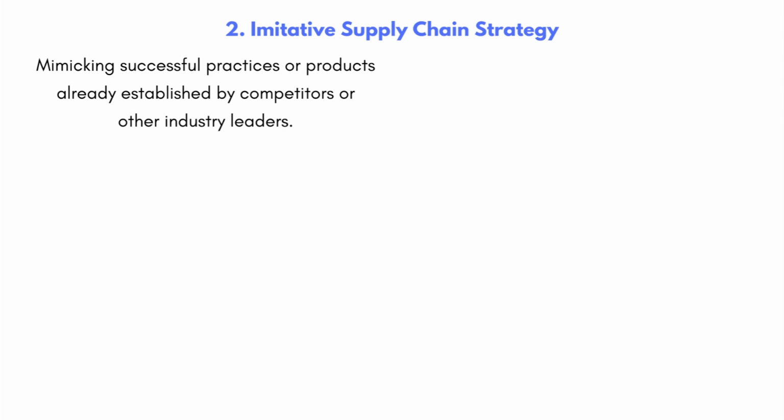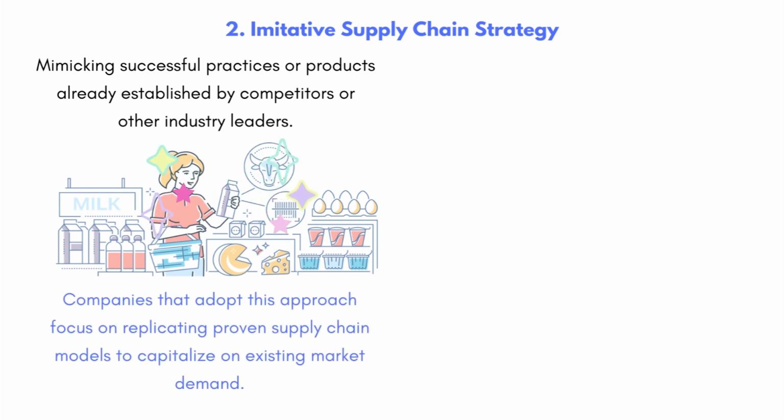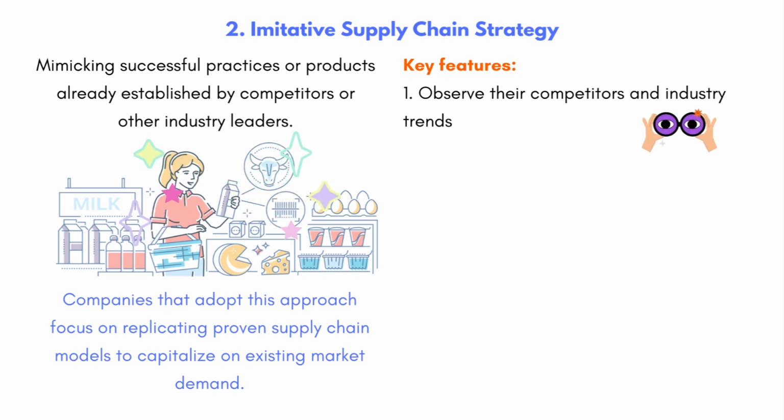The imitative supply chain strategy, as the name suggests, involves mimicking successful practices or products already established by competitors or other industry leaders. Companies that adopt this approach focus on replicating proven supply chain models to capitalize on existing market demand. Key features of an imitative supply chain strategy include: companies keenly observe their competitors and industry trends to identify successful supply chain practices worth replicating.